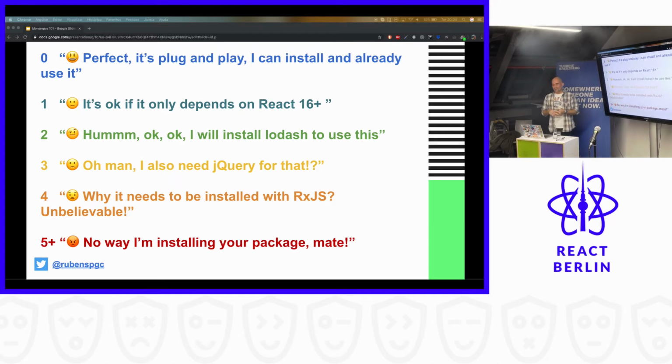And then, wait, there's RxJS. And you already think, man, no way. Even if it's inside the company between teams, then you need to escalate this because, man, I'm not using a library that is going to bloat my application or my team's application. Don't do that.